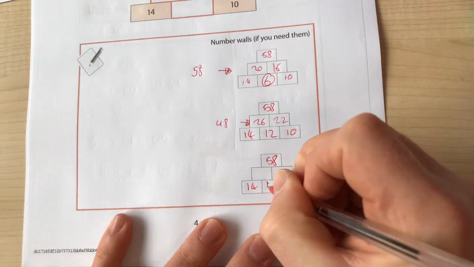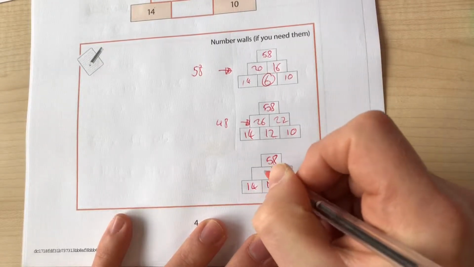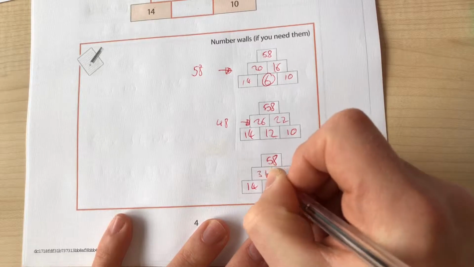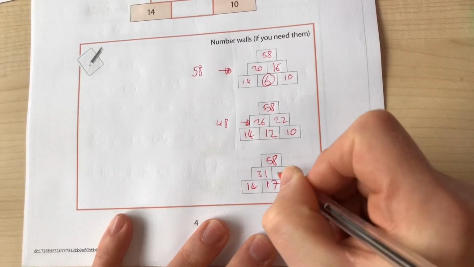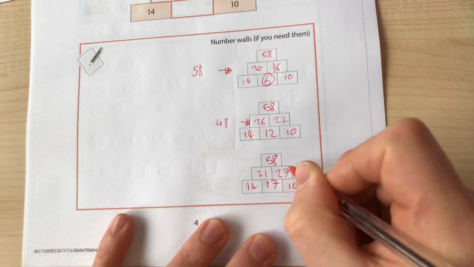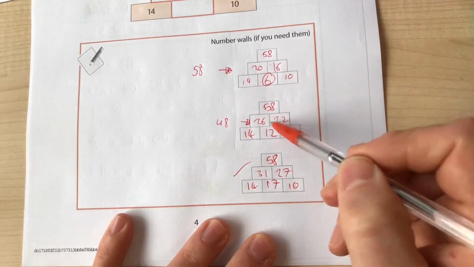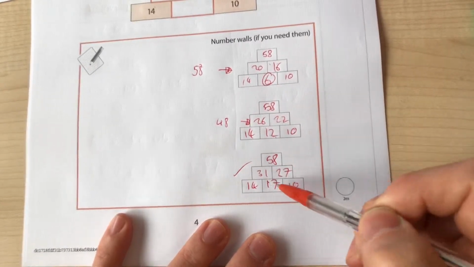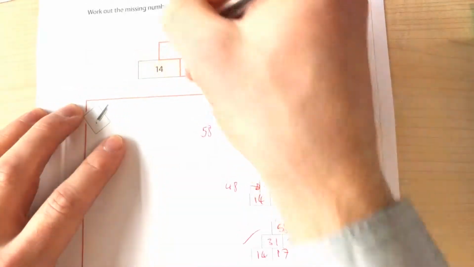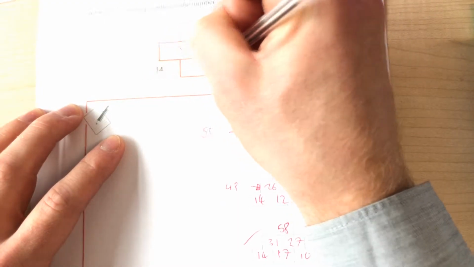So let's try the number 17. Well, 14 add 17 is going to give me 31. And then 17 add 10 is going to give me 27. And then 31 add 27 would definitely take me to 58. So a bit of trial and error, but once you've tried the first two, hopefully then it starts to help you thinking. So the missing numbers are 31, 27, and 17.